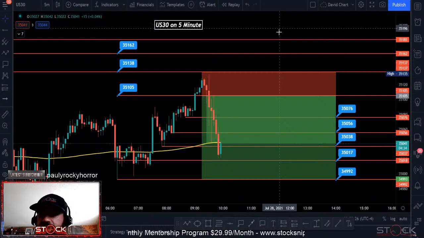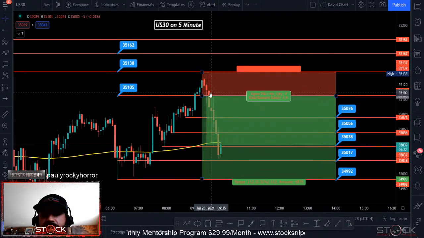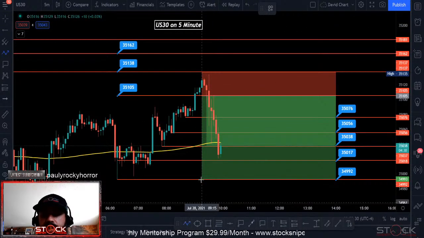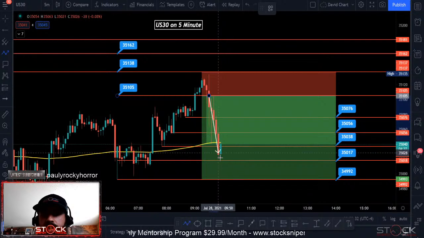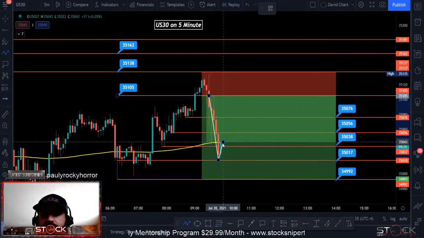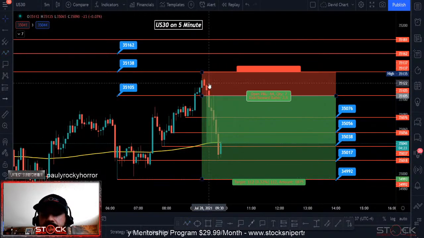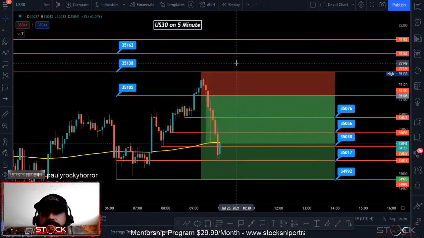Okay, so we're getting a retest at the 200, guys. So what could be happening is it's going to sell off. Boom. It's going to retest at the 200, and we'll see if it's going to continue down. We'll just wait and see.